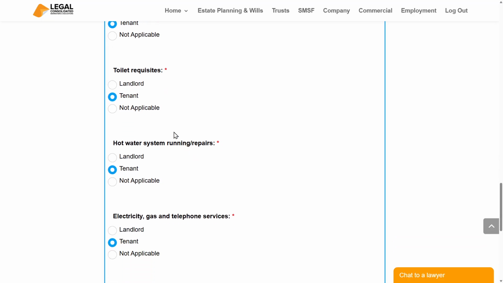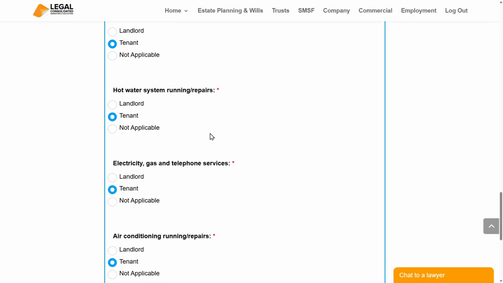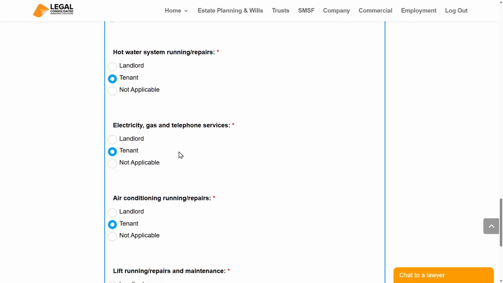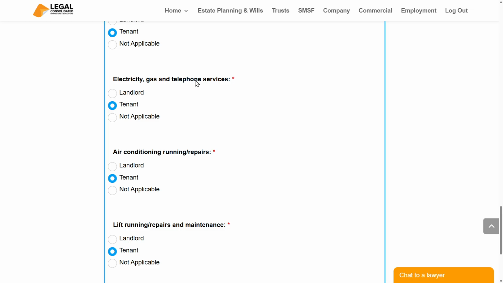Toilet facilities and what have you. A lot of our offices have showers and obviously toilet paper and what have you. Hot water running repairs, electricity, gas. Now the telephone system, electricity, gas and telephone services will be in the name of the tenant. So this would be not applicable. Oh, no, just leave it at the tenant.